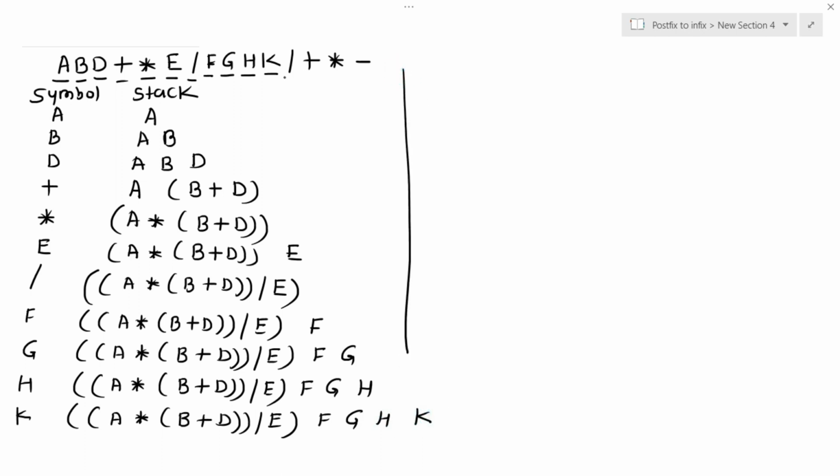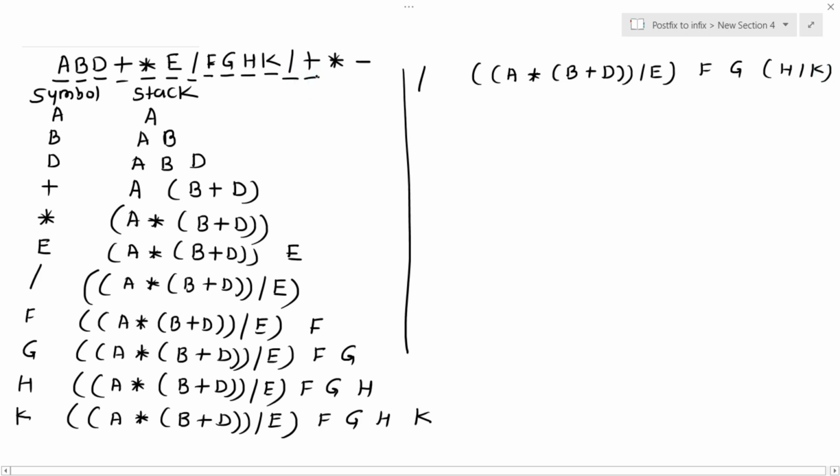Okay, the next symbol is division. So here write down the same, A into B plus D divided by E, F, G, and top of the stack are H and K. So here write down H divided by K. The next one is plus. Now we have 4 operands. This is 1, 2, 3 and 4. F, and here we have G plus H divided by K. Put it inside of the bracket.